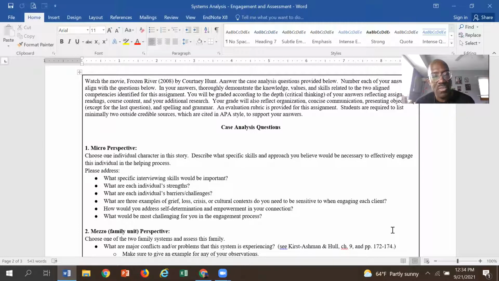Tell us how you address self-determination and empowerment in your connection with them. How do you look at how self-determined people are, and how do you help move them towards more of that? What would be the most challenging for you in this engagement process? Out of all the questions here, you're going to choose a character out of the movie, describe who this character is, and explain how you would answer these first five questions as it relates to what you would do with this particular character.